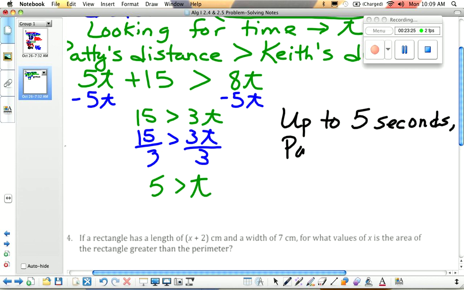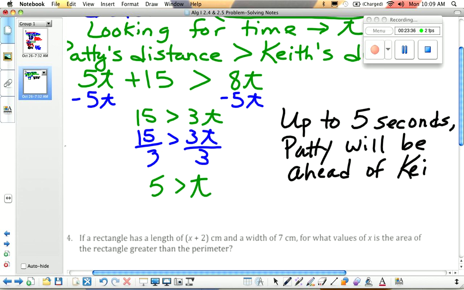Patty will be ahead of Keith. There's no equal to bar in there, remember? So up to 5 seconds, but once it hits 5 seconds, he's there, right? They're neck and neck, they're tied. And then after 5 seconds, he's starting to get ahead of her now, isn't he? Okay, so up to 5 seconds, she gets to say she's in the lead. But at 5 seconds, it would be a tie, and after 5 seconds, he would be ahead of her.